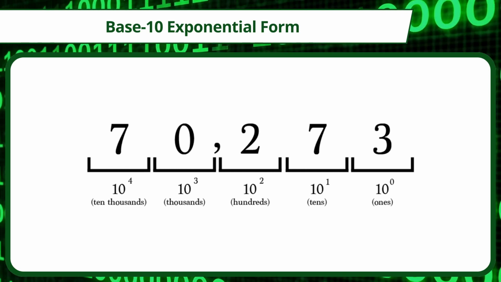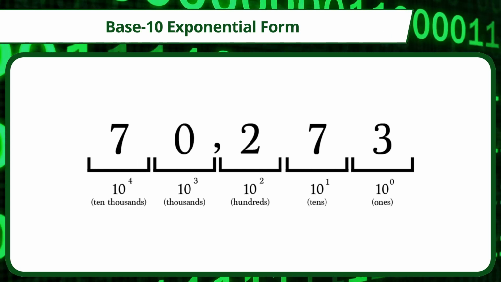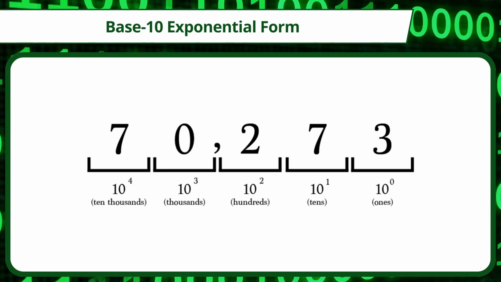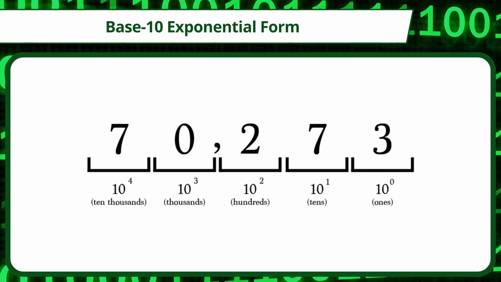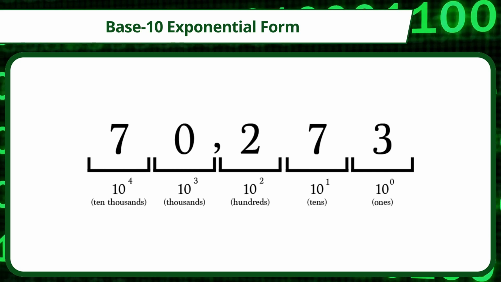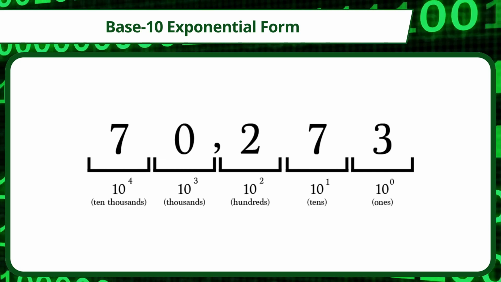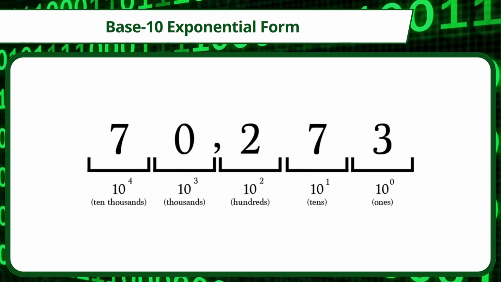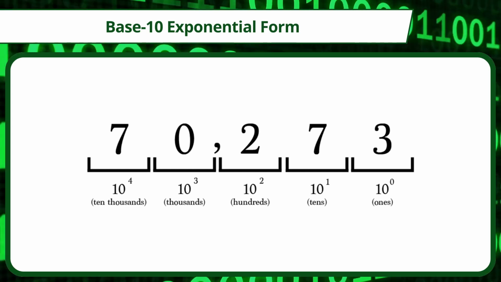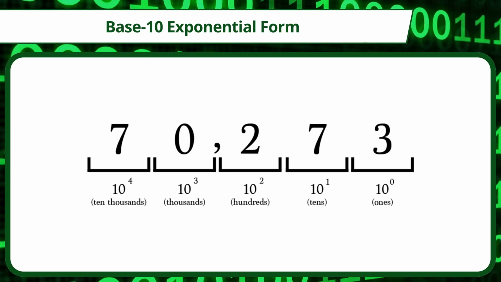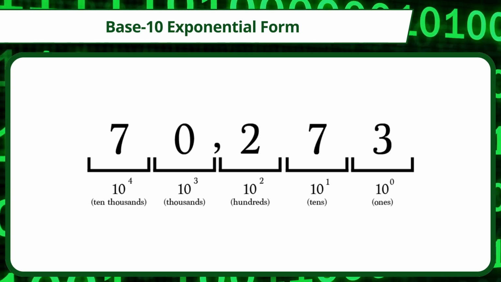Let's look at the number 70,273 as an example. The 3 is in the ones place, 10 to the power of 0. The 7 is in the tens place, 10 to the power of 1. The 2 is in the hundreds place, 10 to the power of 2. The 0 is in the thousands place, 10 to the power of 3. And the 7 is in the 10,000s place, 10 to the power of 4. Using this example, you can see how exponents give us a compact and powerful way to describe each place value in a number.